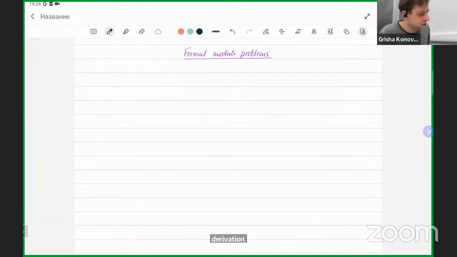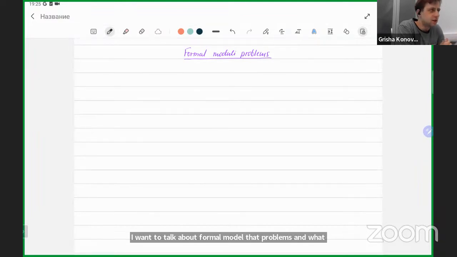Thank you very much. Thanks for having me. Today, I want to talk about formal moduli problems and what they have to do with differential graded Lie algebras. And that is a natural thing to talk about after we talked about the cotangent complex a week ago. So let me start with the definition.